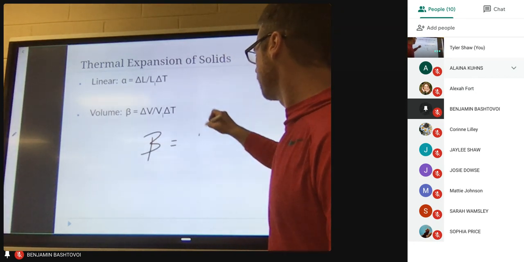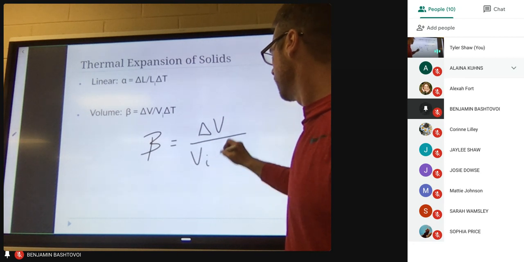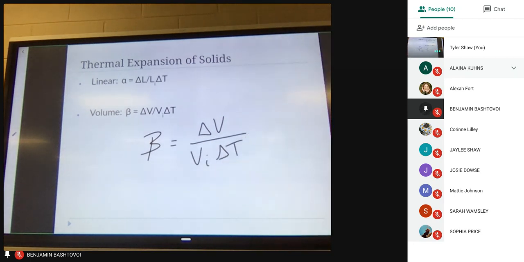Except instead of length, we're more focused on volume. So delta V over VI, delta T, that's an equation that you will use here. So you have to pay attention to, do they care about the length? Do they care about the volume? They care about the length, use alpha. They care about the volume, use beta. That's basically the idea for thermal expansion.